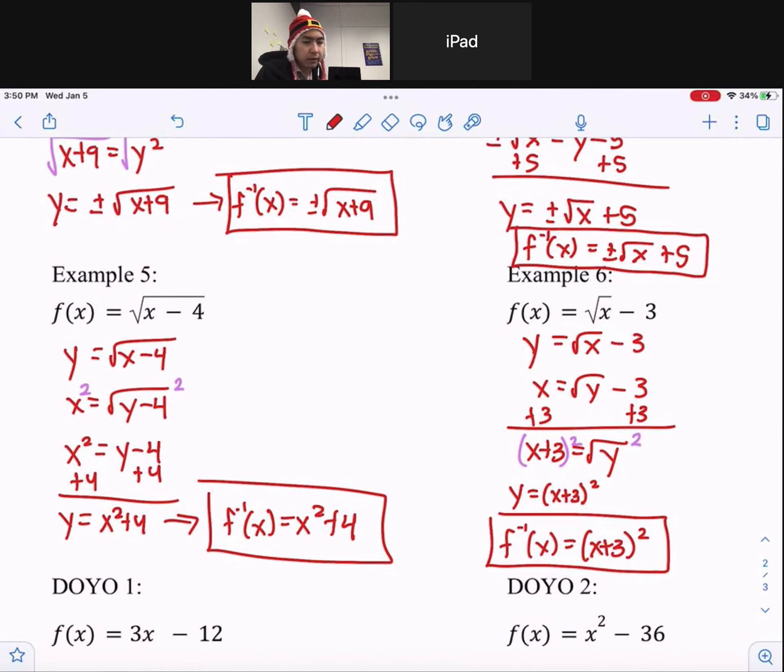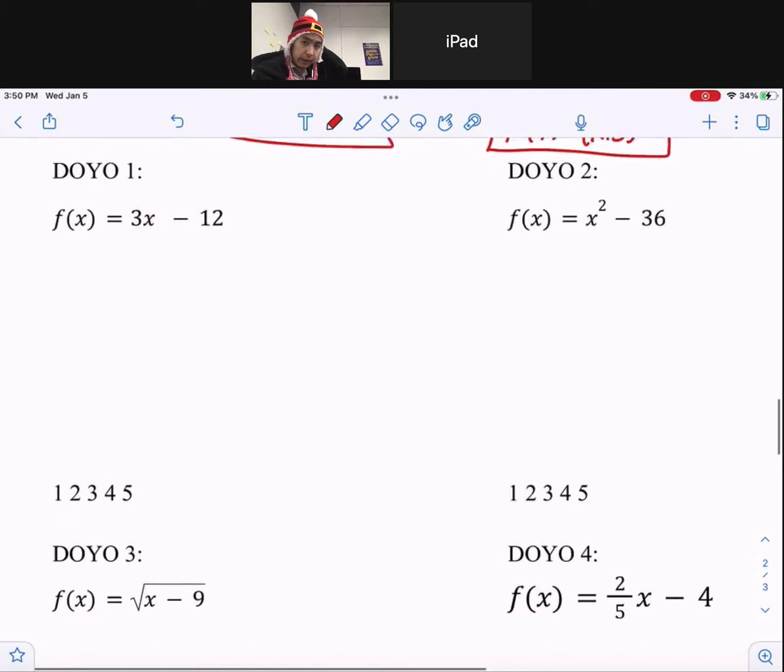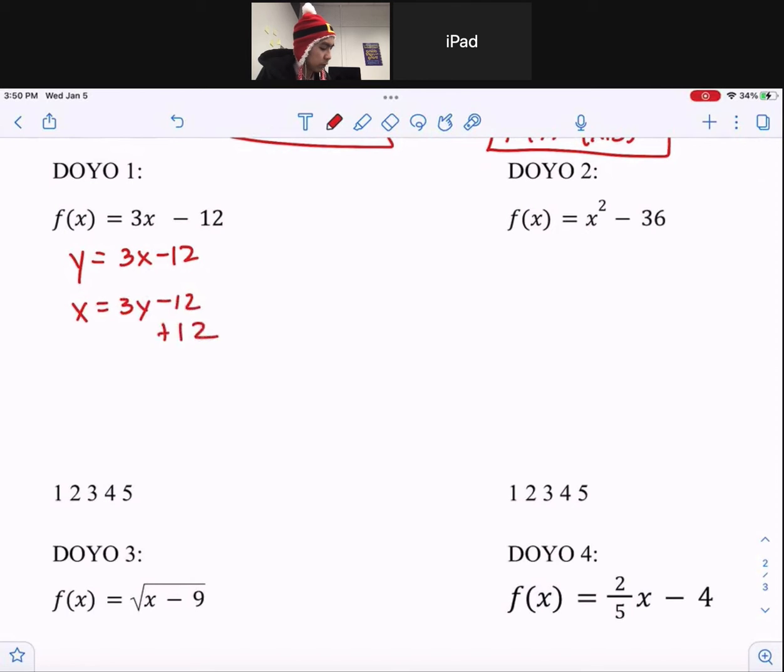Okay, so here are 4 do-yous, so see how you do with that, and see how, once you absorb the example problems, whether you are capable of doing these ones. Hopefully you paused the video and tried it on your own to see how you did, okay? So again, set it equal to y, switch the variables, and then solve for your new y.